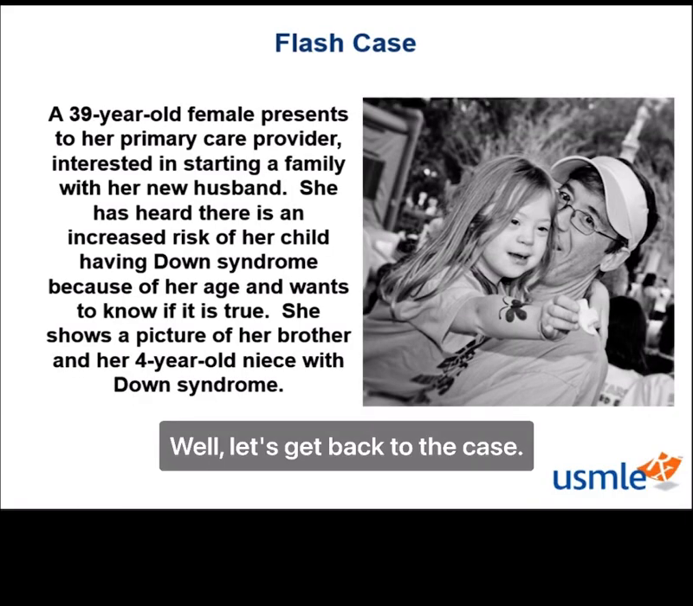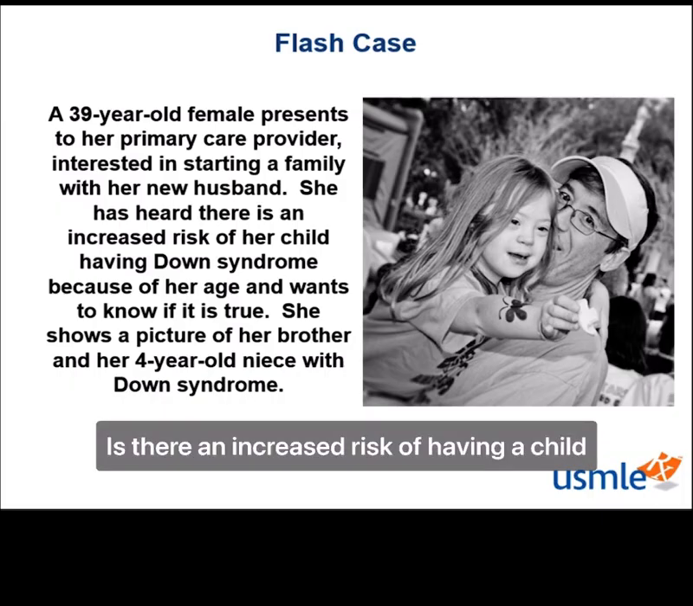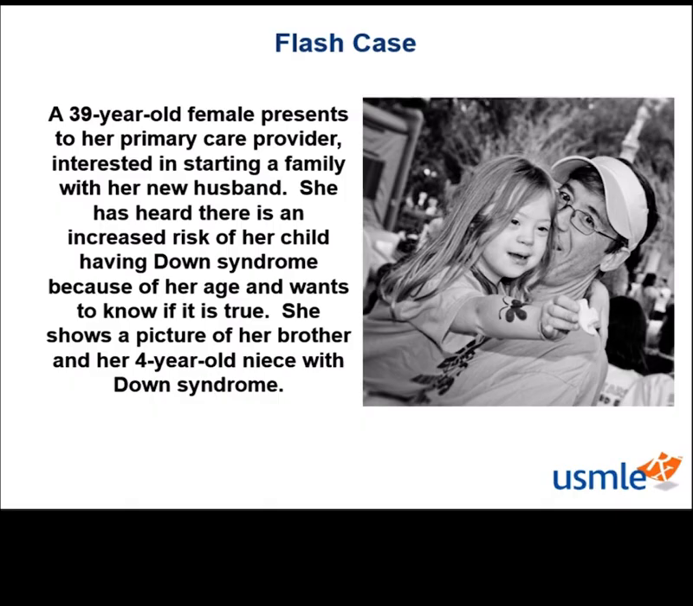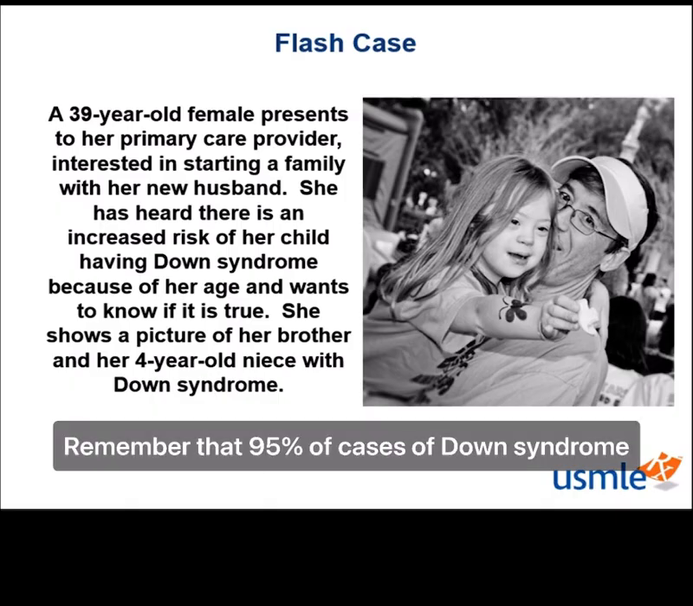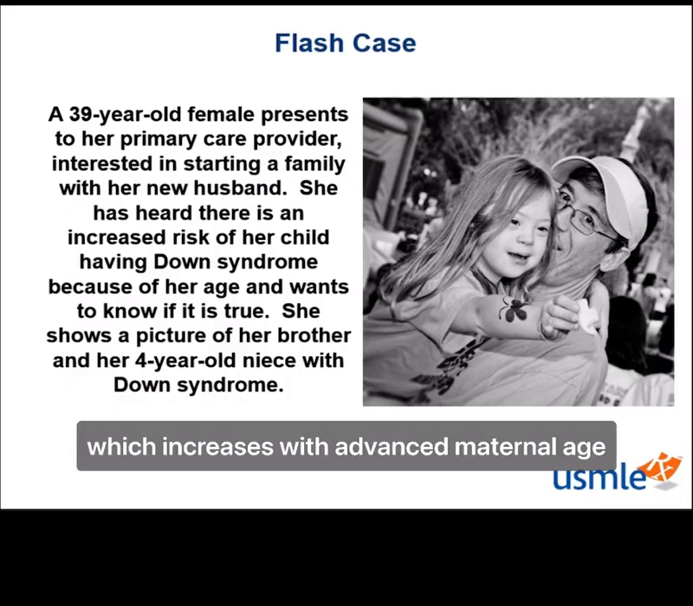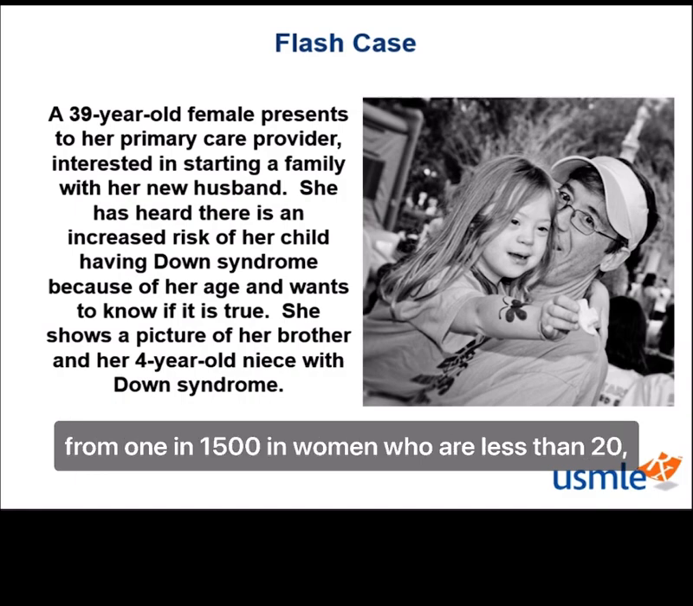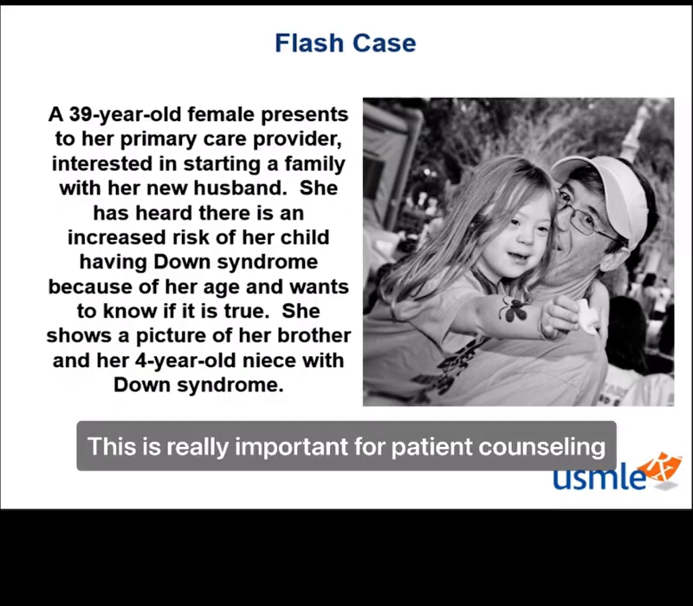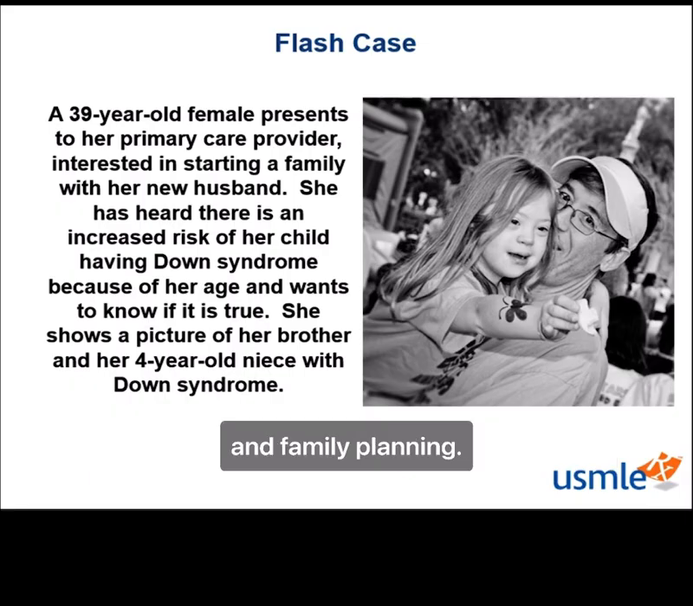Well, let's get back to the case. Is there an increased risk of having a child with Down syndrome because of maternal age? Yes, there is. Remember that 95% of cases of Down syndrome are due to meiotic non-disjunction, which increases with advanced maternal age, from 1 in 1,500 in women who are less than 20 to 1 in 25 in women greater than 45 years old. This is really important for patient counseling and family planning.